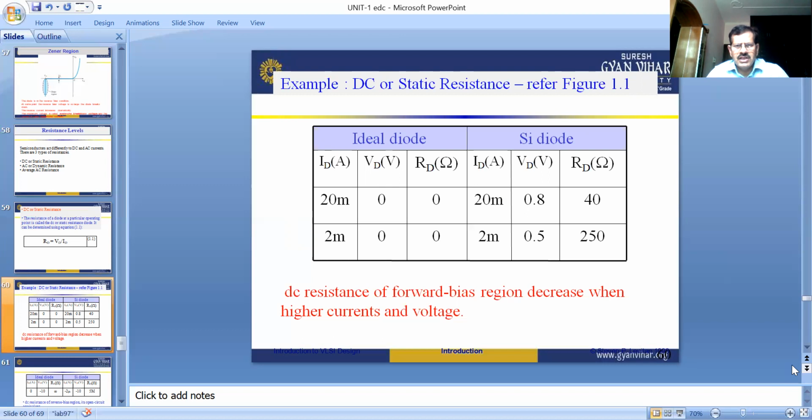Now, DC resistance of forward bias region decreases with higher current and voltage. It means if the voltage and current value is high, then the resistance value is low. This is for the DC resistance.